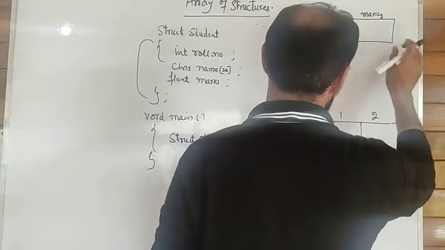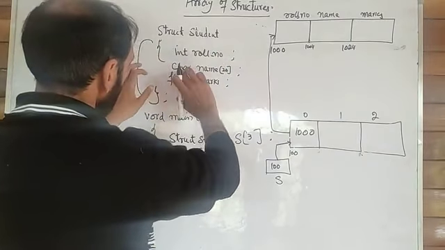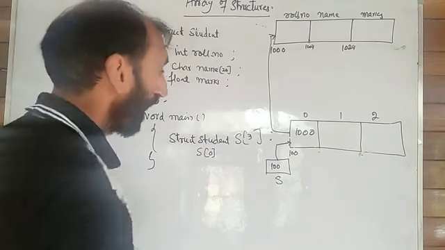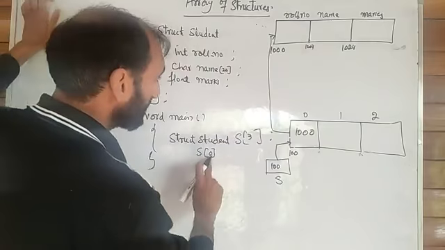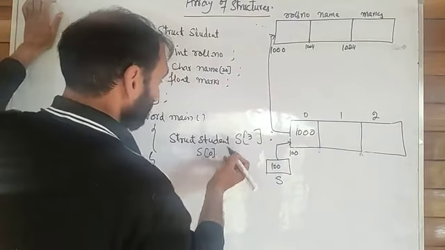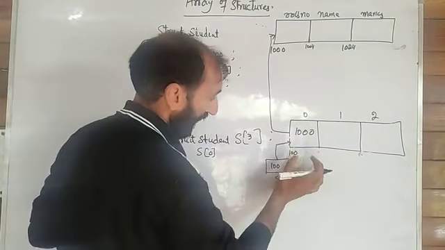No need to write here because we have only to store 3 types of information: roll number, character, and float. Now, how can we initialize this? Obviously, it is for S of 0, and then for S of 1.